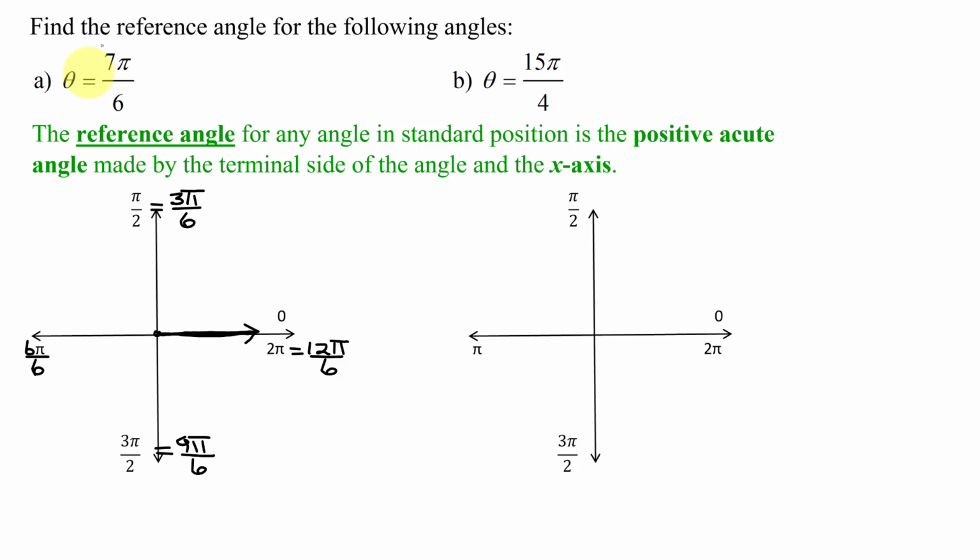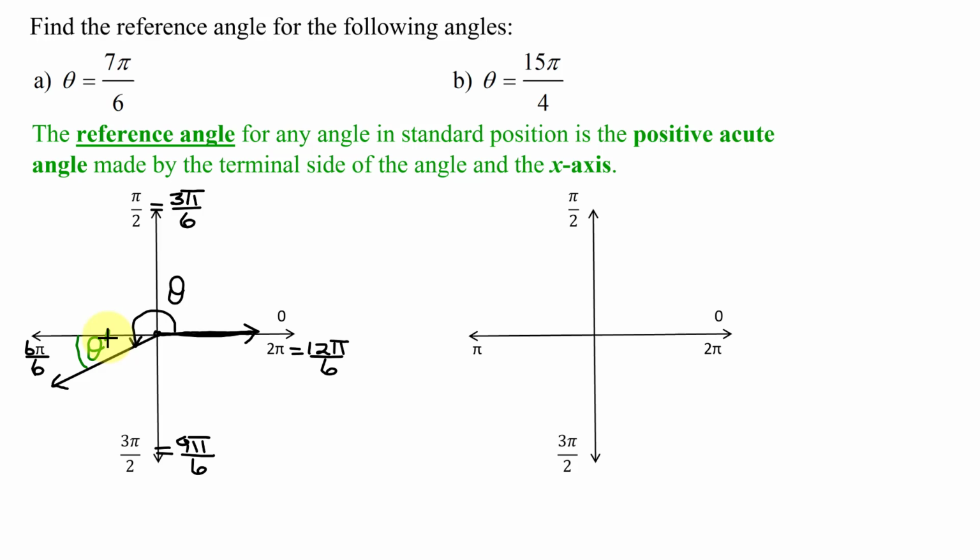So now where's 7 pi over 6 going to terminate? It lies between 6 pi over 6 and 9 pi over 6. So my angle is going to terminate in quadrant 3. And here is my angle theta. Now I need to find the positive acute angle made by the terminal side and the x-axis. So my angle's here. Here's my reference angle.